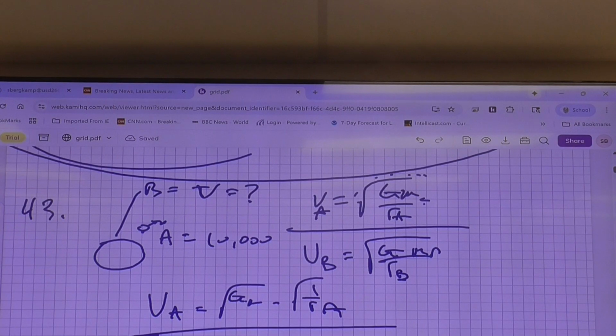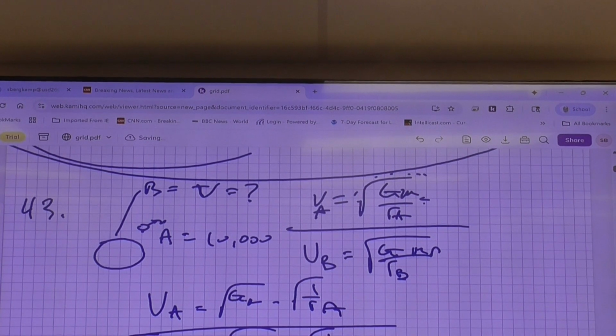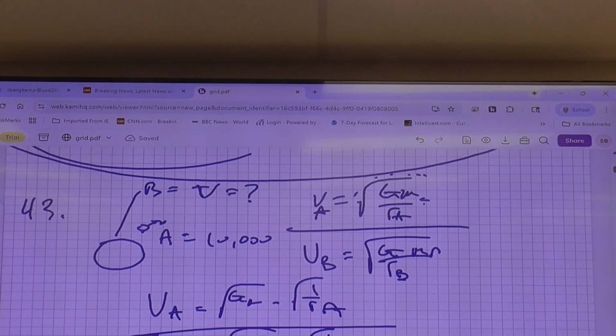And then I'm going to do the same thing down here. That's going to be big G, mass of the planet times the square root of 1 over the radius of B. Now again, what do you know about big G times the mass of the planet? They're constant. Those are just going to cancel out because they're the same values. So now I've taken something very complicated, and now I've made it very simple. So do you know what the velocity of A is?